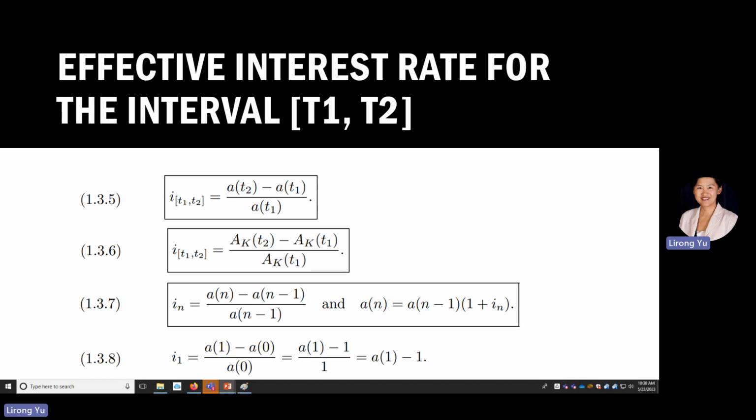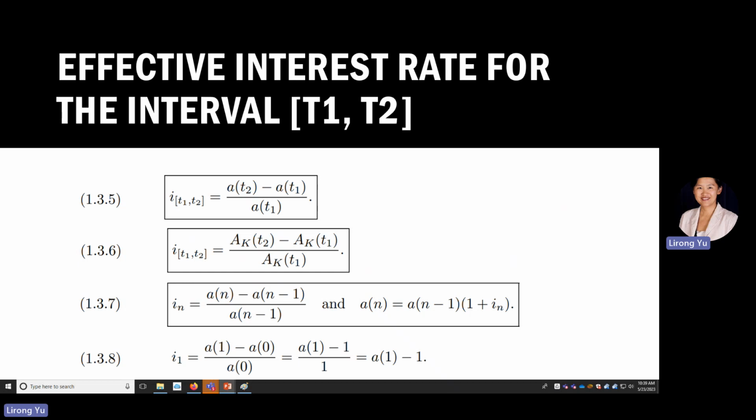This formula can be rewritten as a_n equals a_(n-1) times (1 plus i), which makes sense. I mean, the present value multiplied by the growth factor. The growth factor is 1 plus the interest, right? And then you get your future value. So the future value is a_n, the present value is a_(n-1), and the relation between the two is 1 plus i.